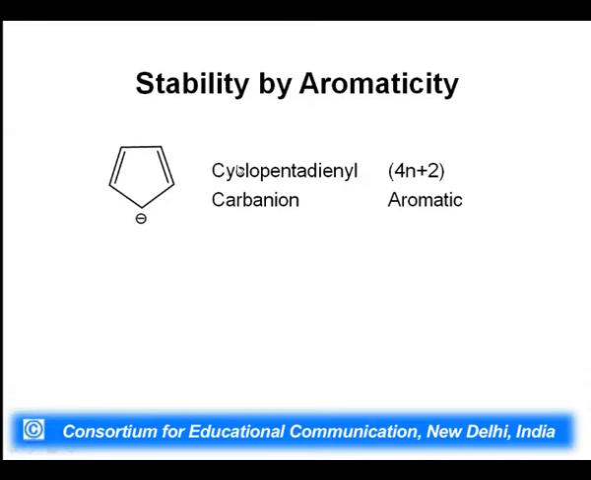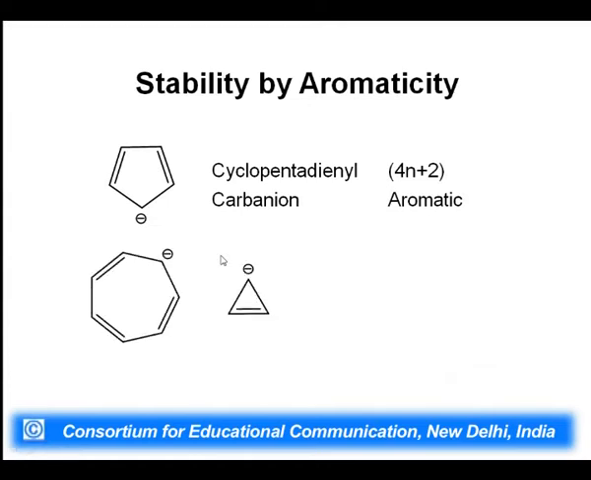cyclic system like the cyclopentadienyl carbanion, then we get a 2 electron system from this negative charge and a 4 electron pi system from this pi cloud, and we end up with a 6 electron system which accounts for 4n plus 2, n equal to 1, the Huckel rule system, and this cyclopentadienyl carbanion is hence aromatic.